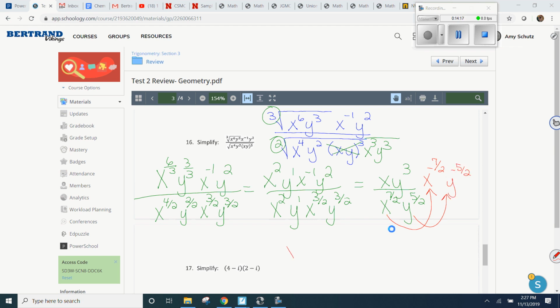So your answer, you're going to take 1 and subtract 7 halves, which gives you -5 halves. And y, you're going to take 3 and subtract 5 halves, which gives you 1/2.